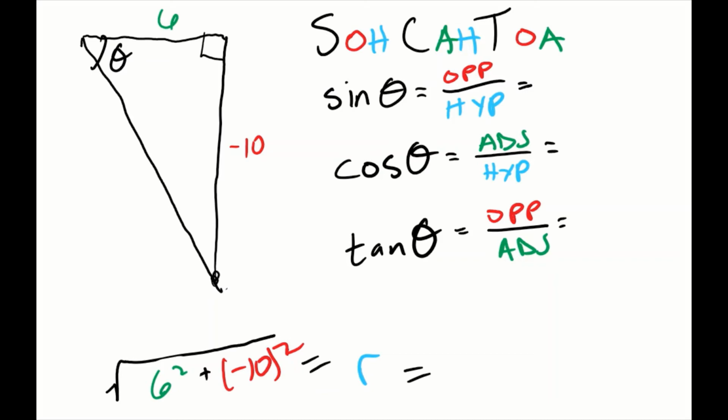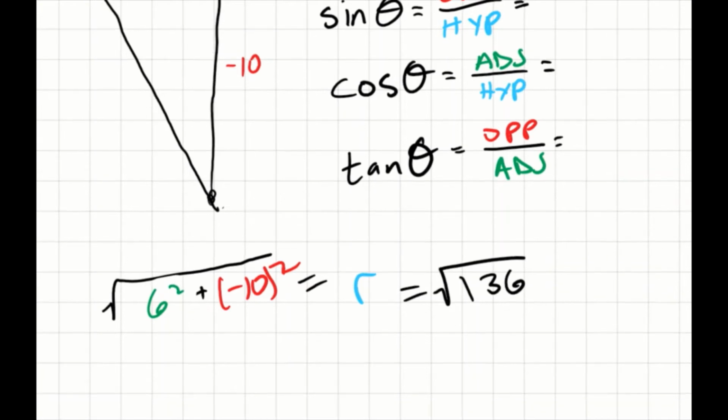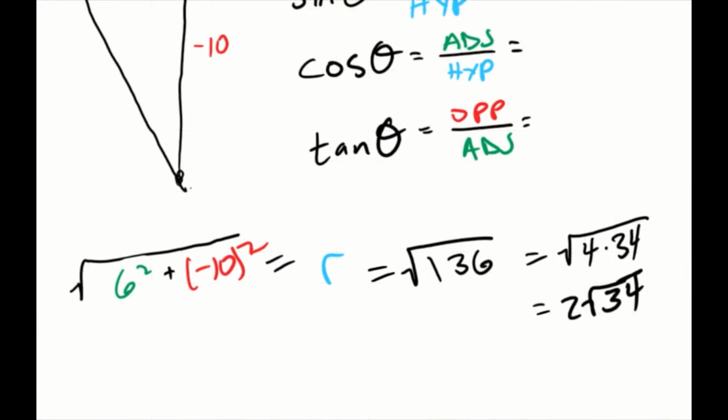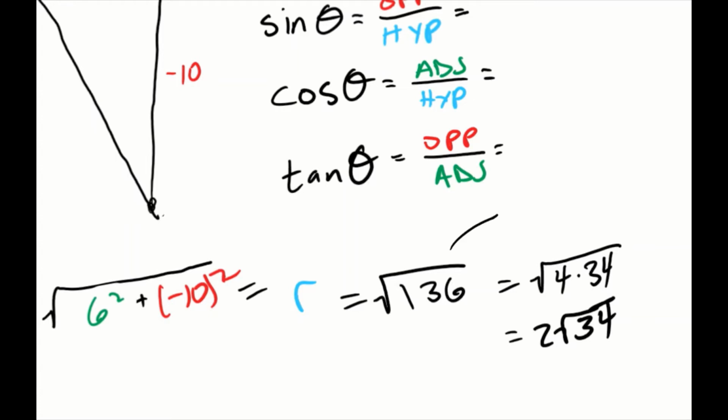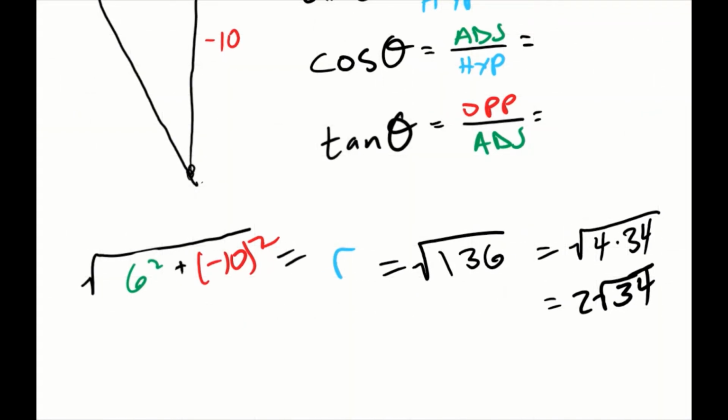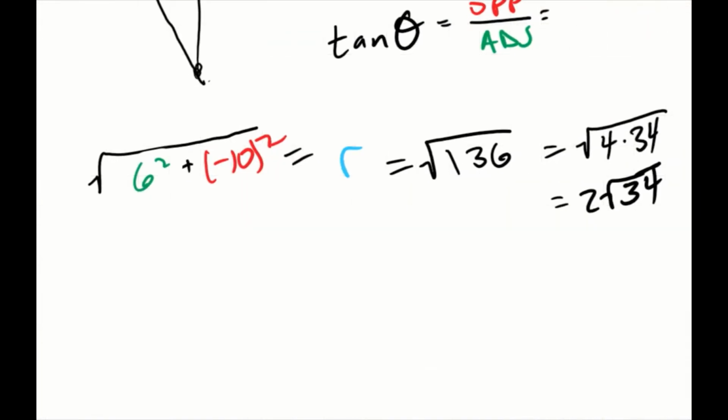136. Square root of 136 can be simplified. Don't think I'm going to require this year, but you could also write this as, let's see, the square root of 4 times 34, which equals 2 root 34. That would require you to simplify your sines and cosines a little further, but I think for now we're just going to stick with this because I don't want to spend a day learning how to do that. If you're going into calculus, keep that in mind though.